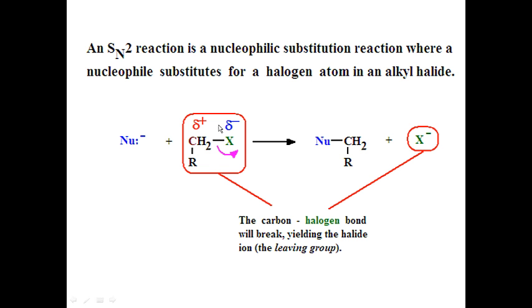So when we get the nucleophile attacking the carbon and kicking off the leaving group, it turns out that this mechanism occurs in one step. In other words, the nucleophile attacks the carbon, and while it's forming the nucleophile-carbon bond, the carbon-halogen bond is breaking. So this is a one-step, or what we sometimes call concerted, mechanism. A concerted mechanism means that the bond breaking and the bond making occur all in one step.